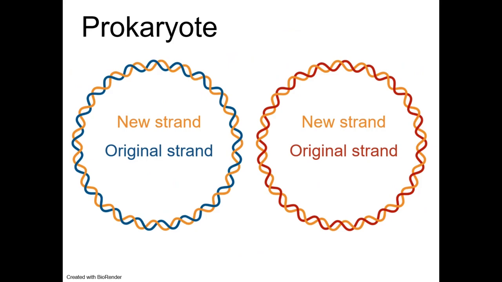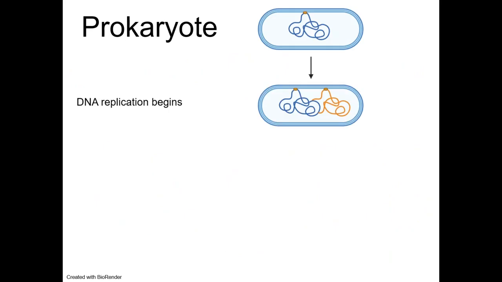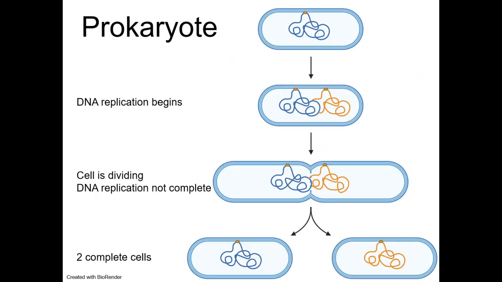After the DNA polymerase has copied the original strand, we are left with 2 identical copies of DNA. DNA replication happens at the same time the cell elongates and divides. When DNA replication is complete, there are 2 identical cells.